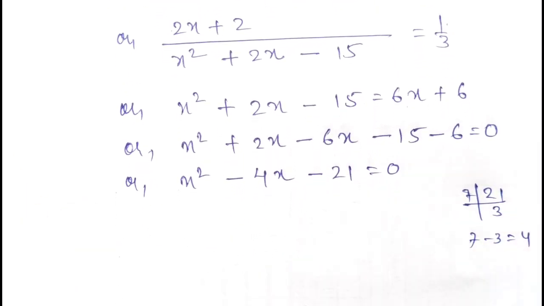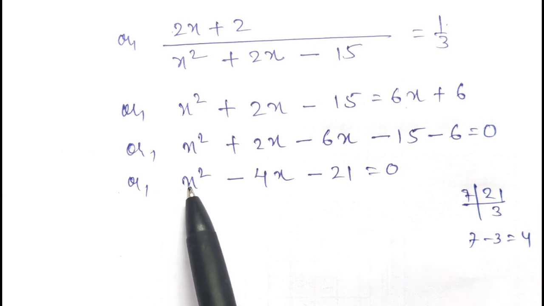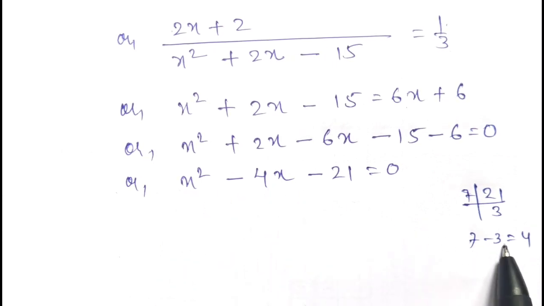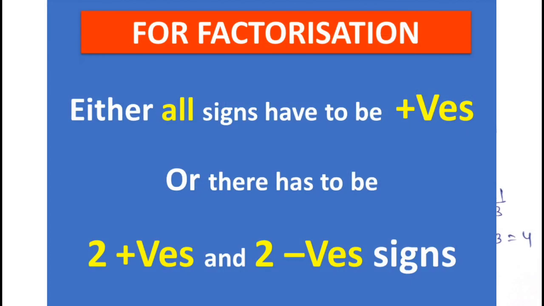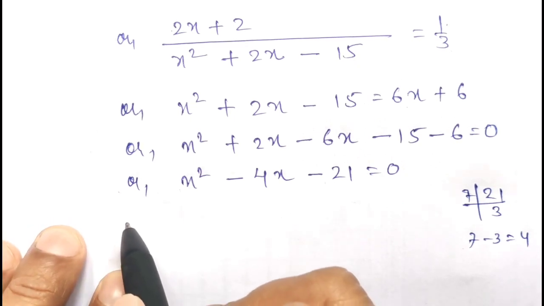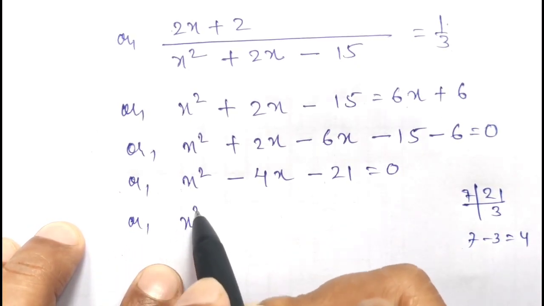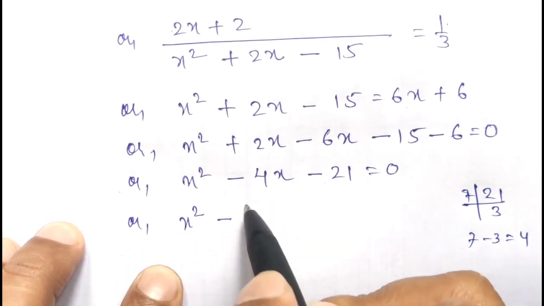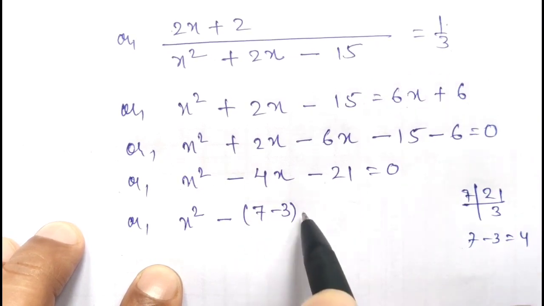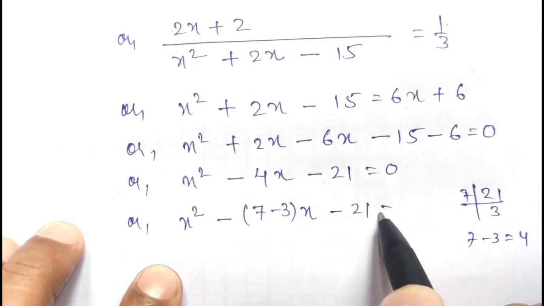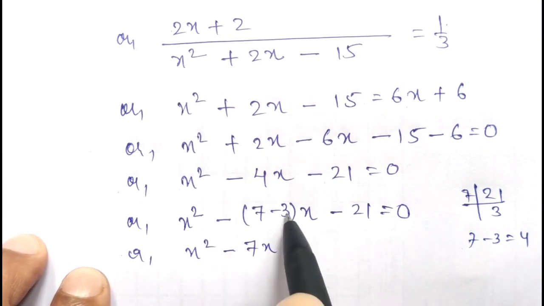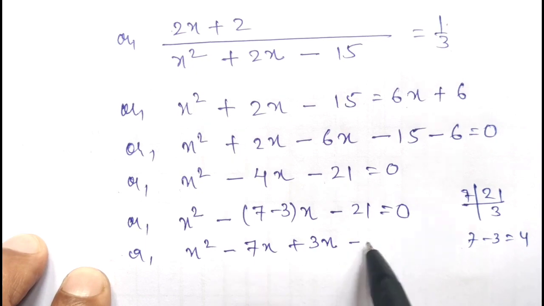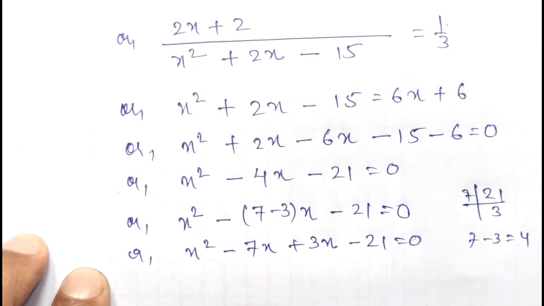After we get the numbers, check the sign. There is negative 4x. In place of 4, we are writing 7 minus 3. So positive, positive, negative and negative. That means 2 positive, 2 negatives, which means factorization is possible. So now let us factorize: x square minus, in place of 4 we write 7 minus 3, x minus 21 equals 0, or x square minus 7x plus 3x minus 21 equals 0.